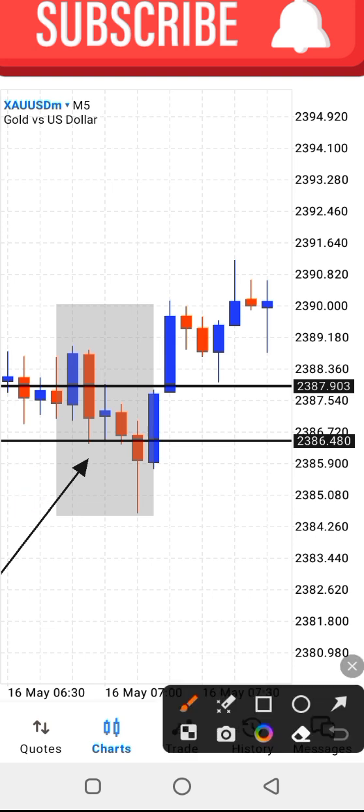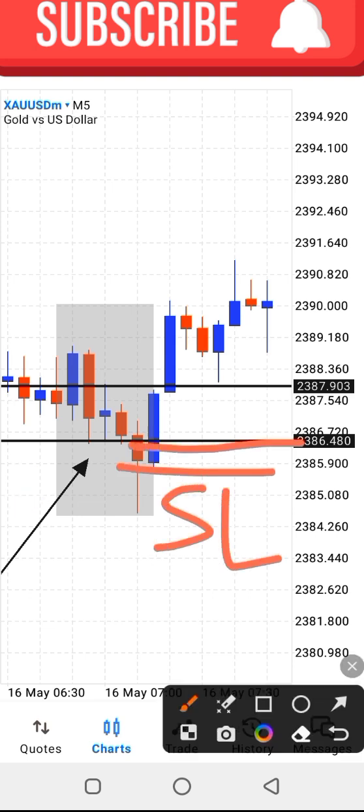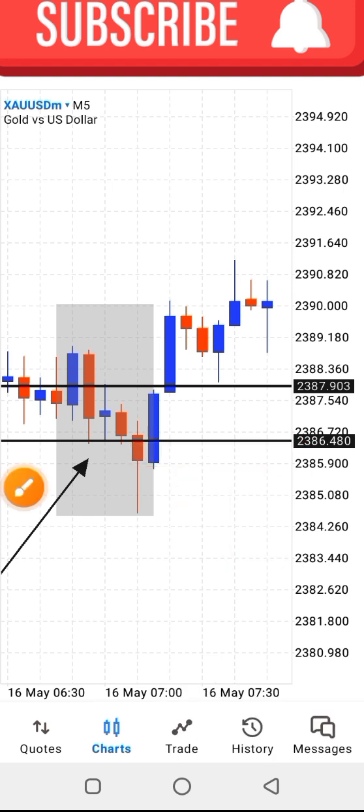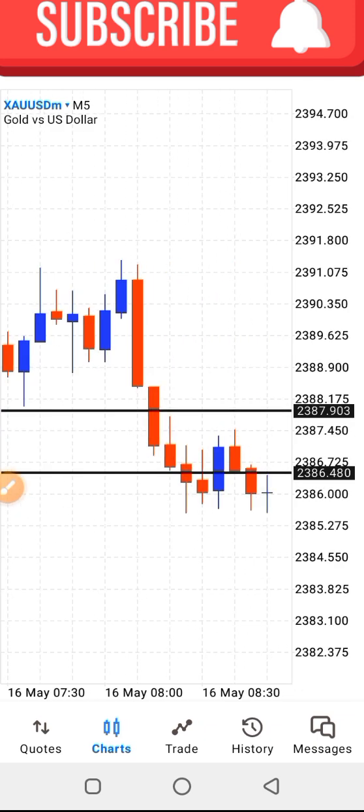Definitely your stop loss, SL, is going to be below this level. Your SL will be a few pips below that level. You can target 1 to 2, 1 to 1, or you can just manage your trade to the upside. All right, so that's for a buy setup.